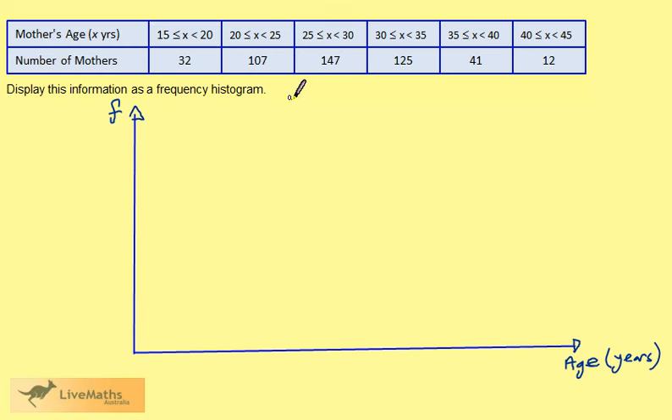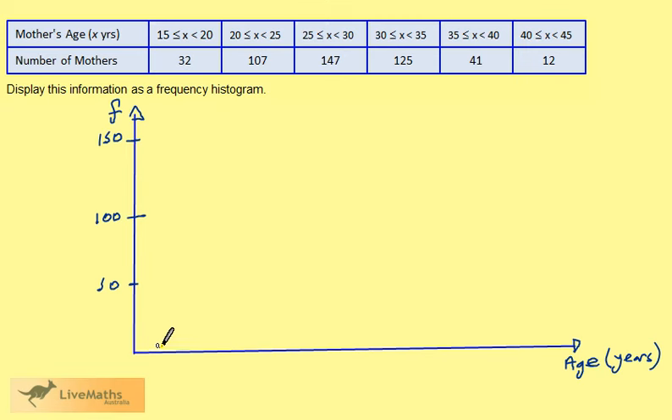The highest frequency is 147, so I'm going to label 150 here. Then I'm going to say 100 is here and 50 is here. Obviously on squared paper you could get this completely accurately and have a sensible number of squares going up to 50 and up to 100 and so on.